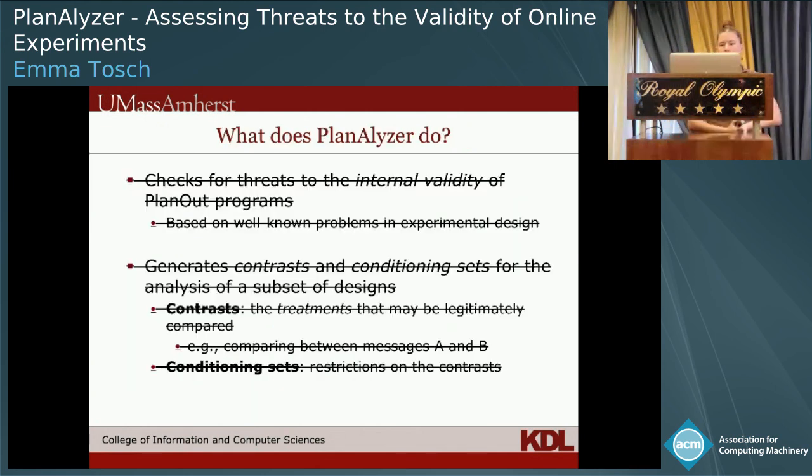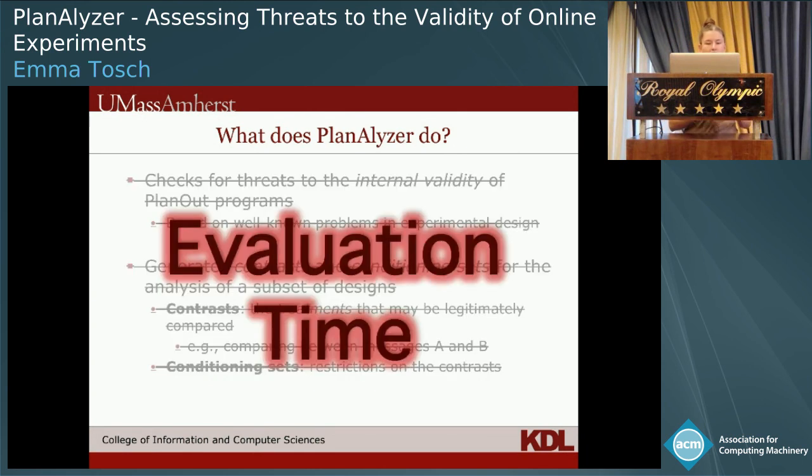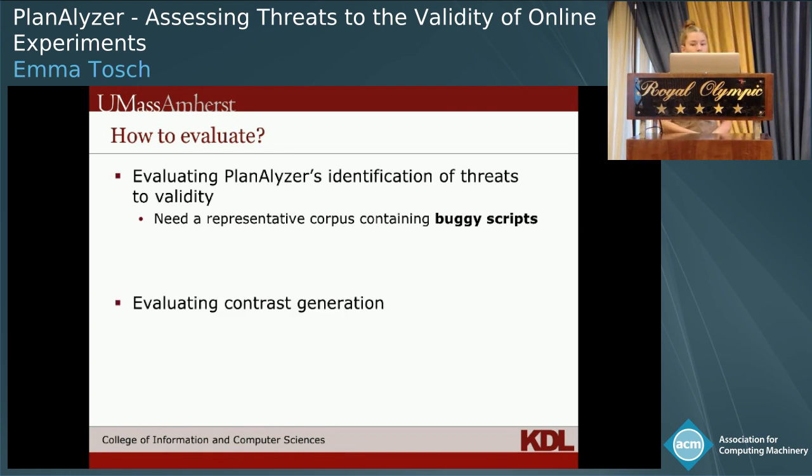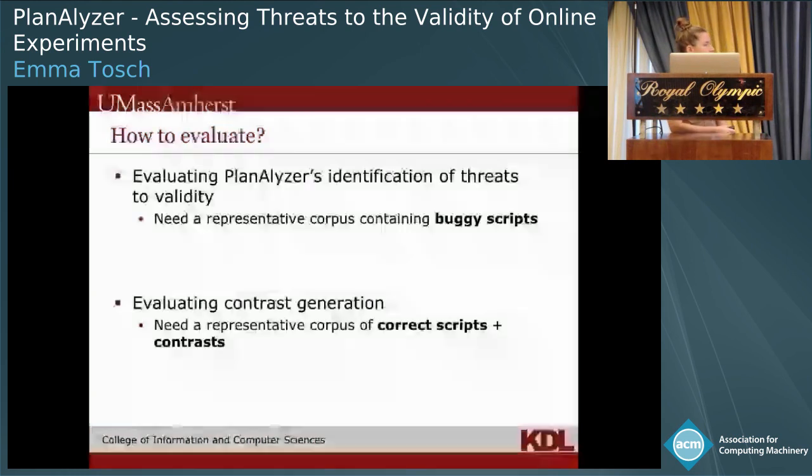So great, we've summarized some of the threats to validity and challenges in generating contrasts. Now, how do we evaluate what we've done? Well, to evaluate the identification of threats to validity, we need a representative corpus containing buggy scripts. And to evaluate contrast generation, we need a representative corpus of scripts and contrasts.